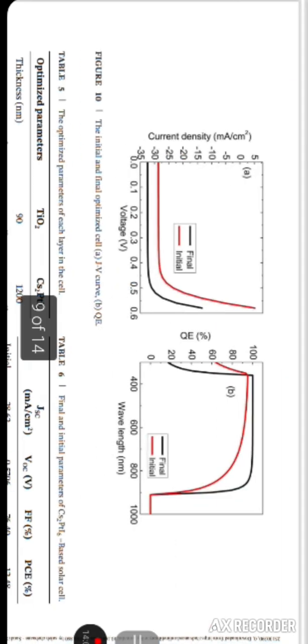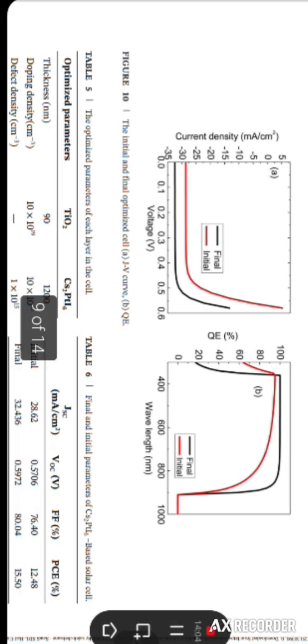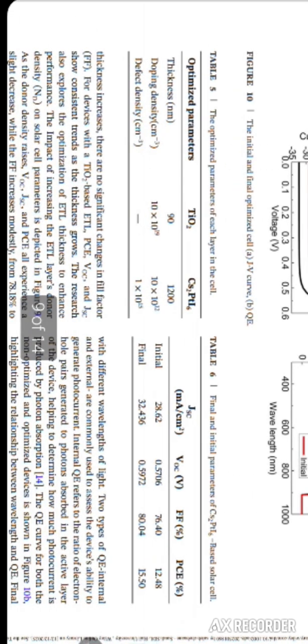Finally, they plot the initial and final JV curve and quantum efficiency curve, and the optimized parameters for both the ETL and perovskite layer came out as follows, and the final optimized solar cell came with an efficiency of 15.5, fill factor of 80.04, V open circuit of 0.59, and J short circuit of 32.4.